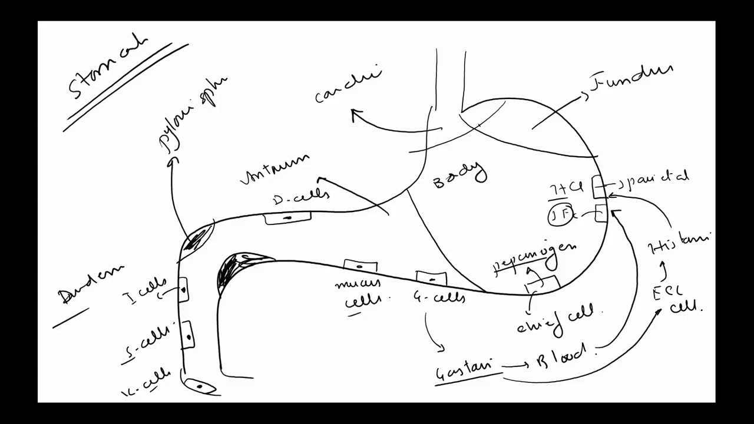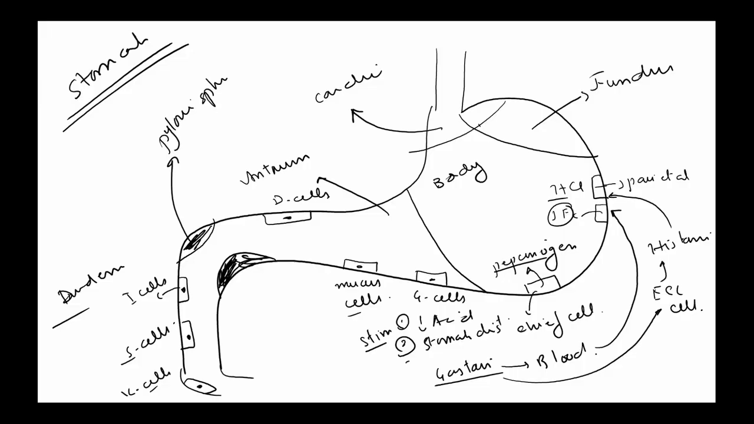Now, how are G cells stimulated? They are stimulated by decreased acid. Second, stomach distension. So when we are eating, stomach will be distended, that will stimulate G cells, so gastrin will be released, stimulate parietal cells, secrete acid.